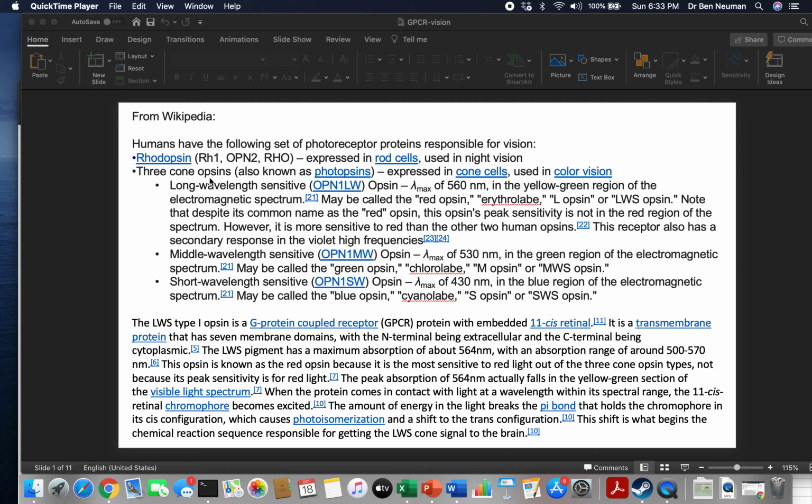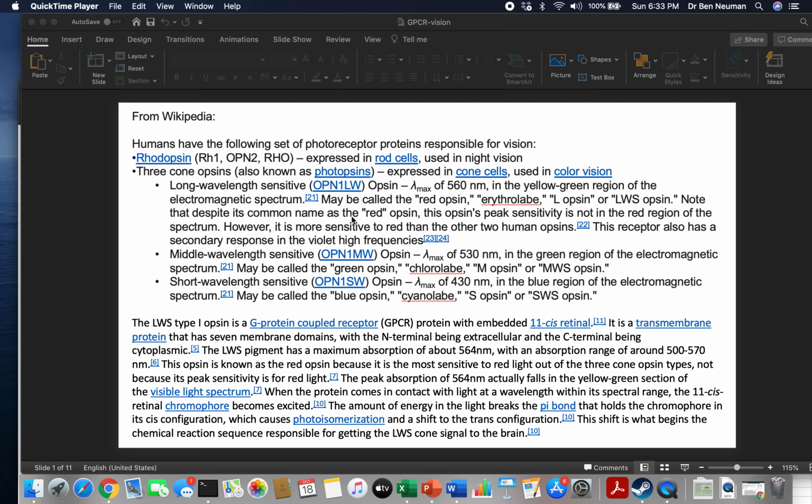And then you're going to have your three opsins that you find in the cone. And so you can call those photopsins. And these are the ones that are going to help you see a little bit better in the green, red, and blue. And rhodopsin is basically just going to show you light versus dark in general, or rather that's how we're going to use it.